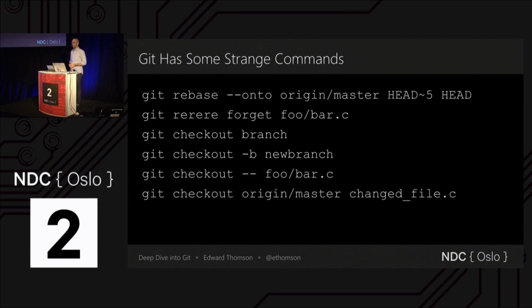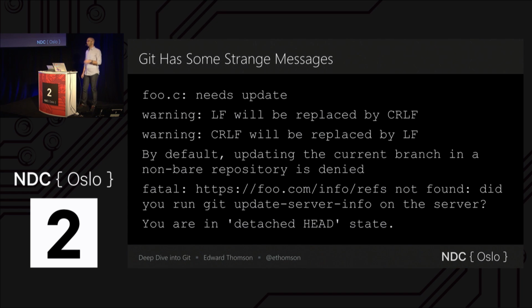It has some weird commands. The checkout command does 4 different things. The first time it's listed there, it checks out a branch. The second time, it creates a new branch. The third time, it checks out a file in your current branch. And the 4th time, it checks out a different file in a different branch. So really challenging. And if you use it wrong, it pokes back at you, right? There are some really strange error messages like, you're in a detached head state. Who on earth knows what that means? By the end of this session, you will.